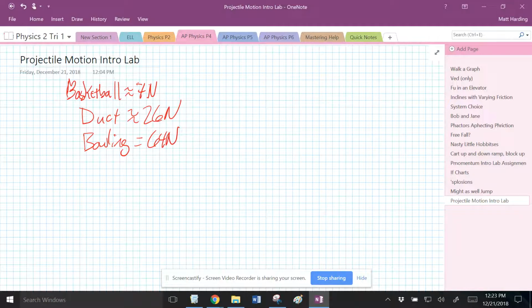Some kid made it my first year because we didn't have Chromebooks, so you couldn't play 2048 in class. So we just played with duct tape.